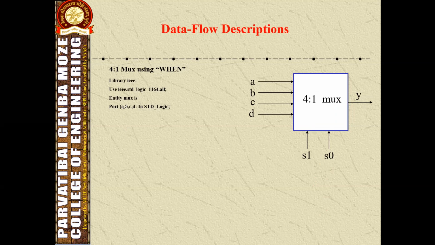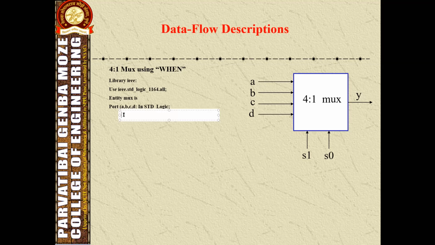Here in the port we have mentioned A, B, C, D in STD_LOGIC, and similarly we have to write the other input terminals. Those are select. Instead of writing S0, S1, I am taking a vector data type here, and that is STD_LOGIC_VECTOR. This is a vector data type. I am taking here 1 down to 0. Then Y is the output here. We have to mention it as out, and the data type is STD_LOGIC.